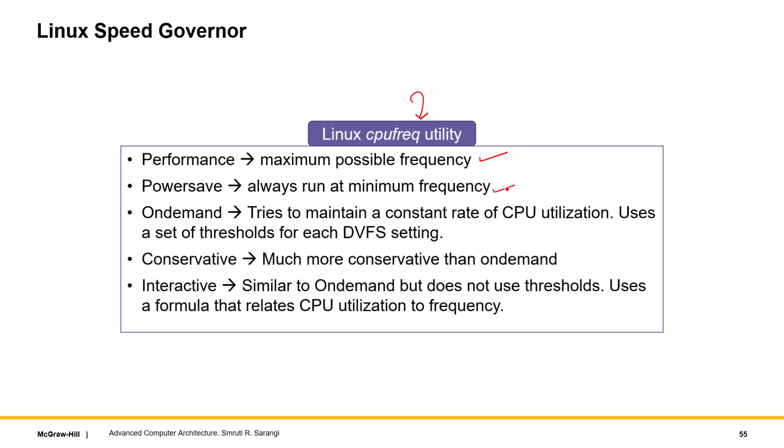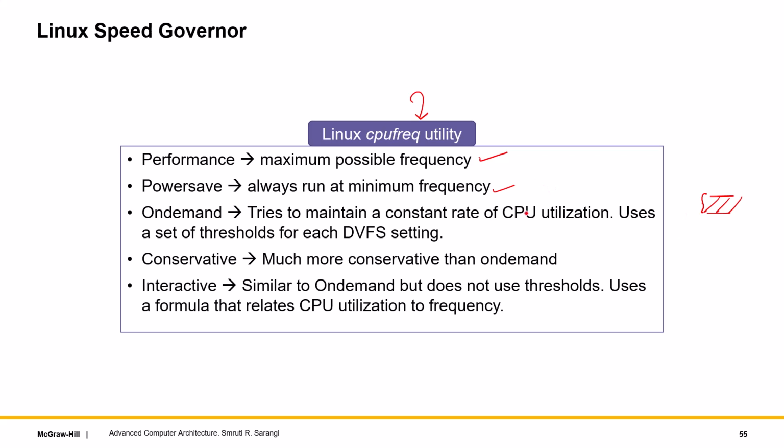On demand is basically that you set a constant rate of CPU utilization, and if it increases, well, then increase the frequency such that the CPU finishes its job sooner. So this of course uses a set of thresholds in the sense that you want the CPU utilization to be between these 2 points. So then the OS will work with the processor and keep setting the DVFS settings accordingly.